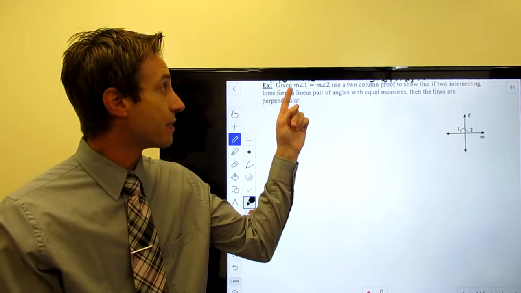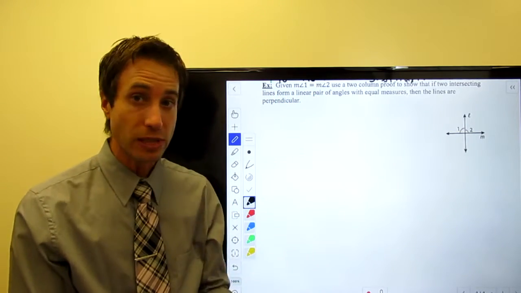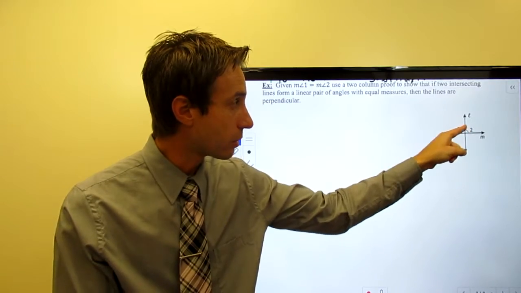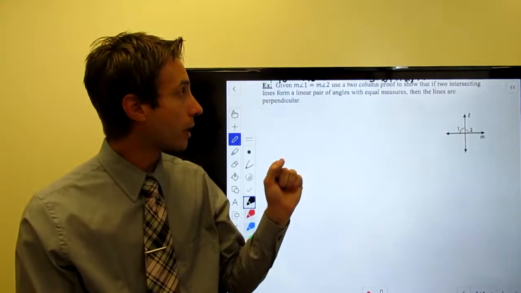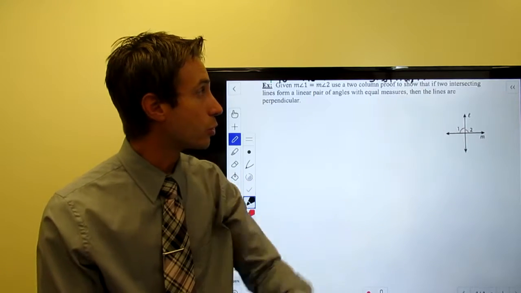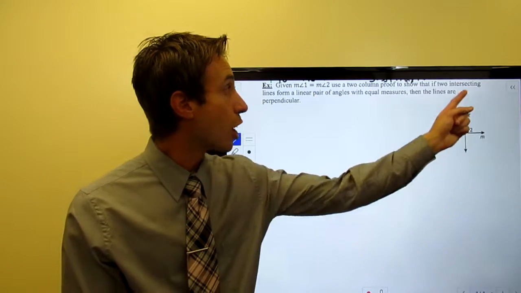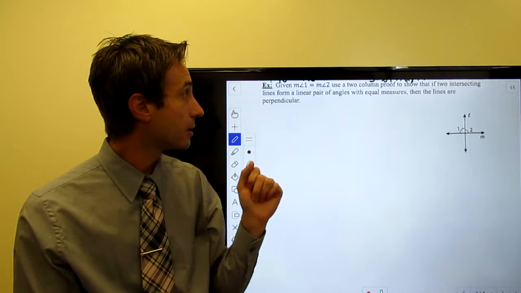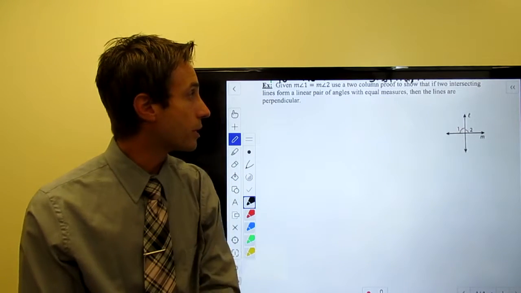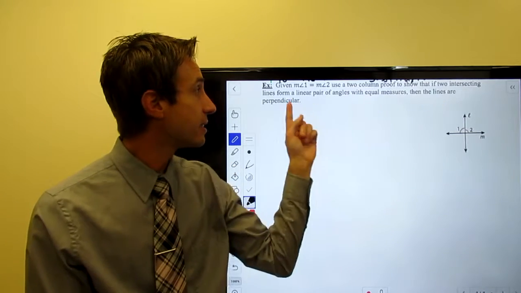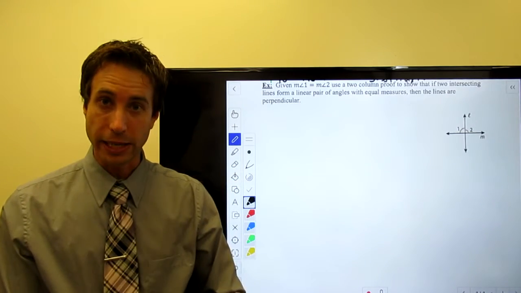Here's what I want you to do. Given the measure of angle 1 equals angle 2, please notice this single arc that tells you that they're congruent. So they are congruent angles. I want you to do a two-column proof to show the two intersecting lines form a linear pair of angles with equal measures, and that these lines are perpendicular.